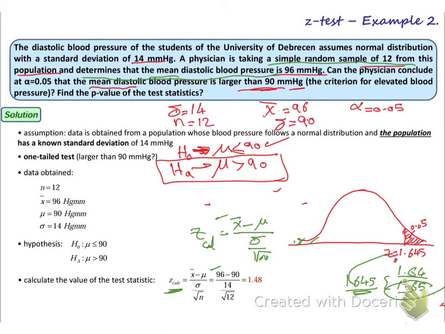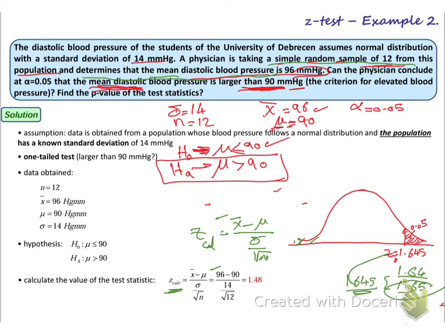Sorry, this is mu, not sigma, I'm confusing. So this will be my mean, okay? I assume the mean is 90 millimeter mercury. So my x will be the x of the sample, x bar, the mean of the sample. So a random sample of 12, and we determine that the mean of the systolic blood pressure in this sample is 96. So this will be x bar. And then I don't have the mu of the population, okay?